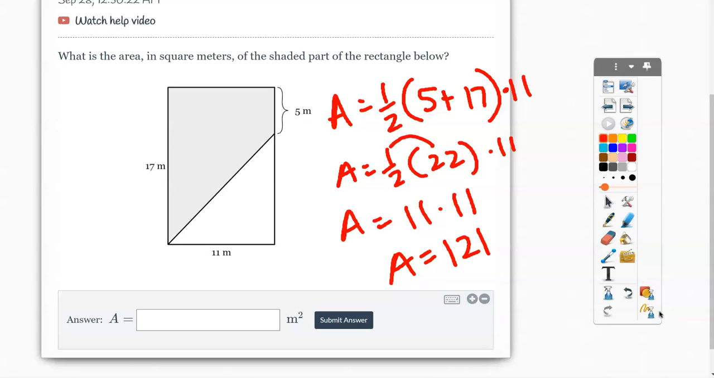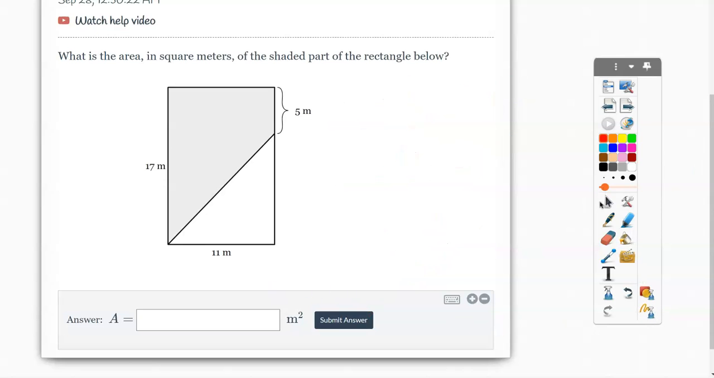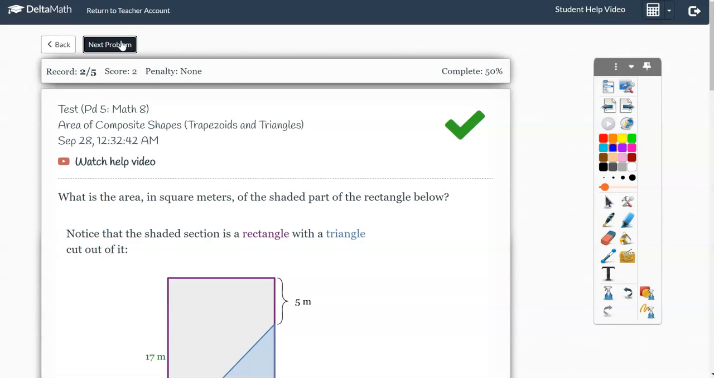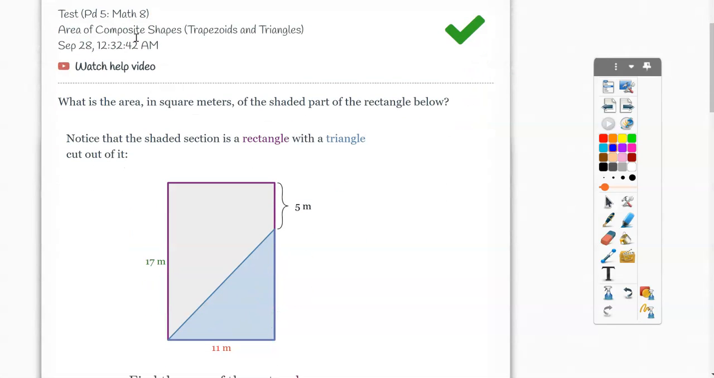That one wasn't so bad. So I'm going to type that in here. 121 meters squared. Okay, let's try another one.